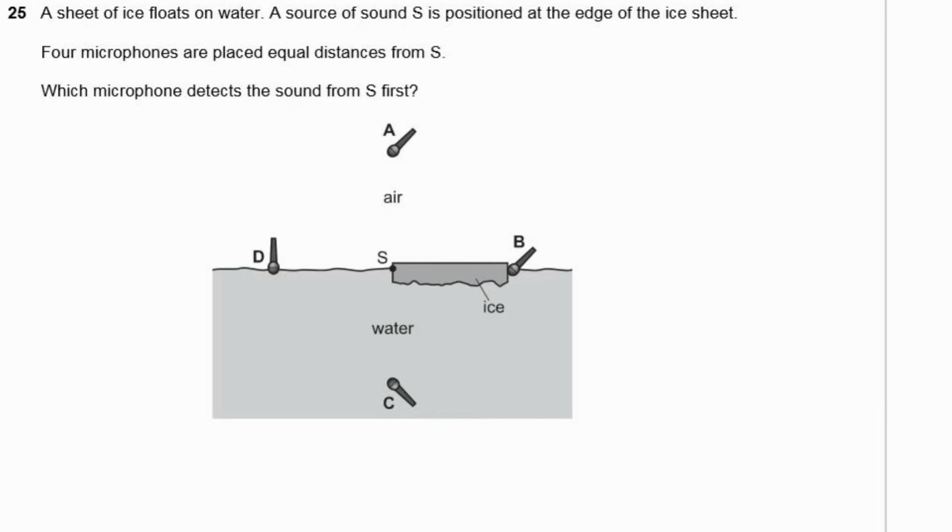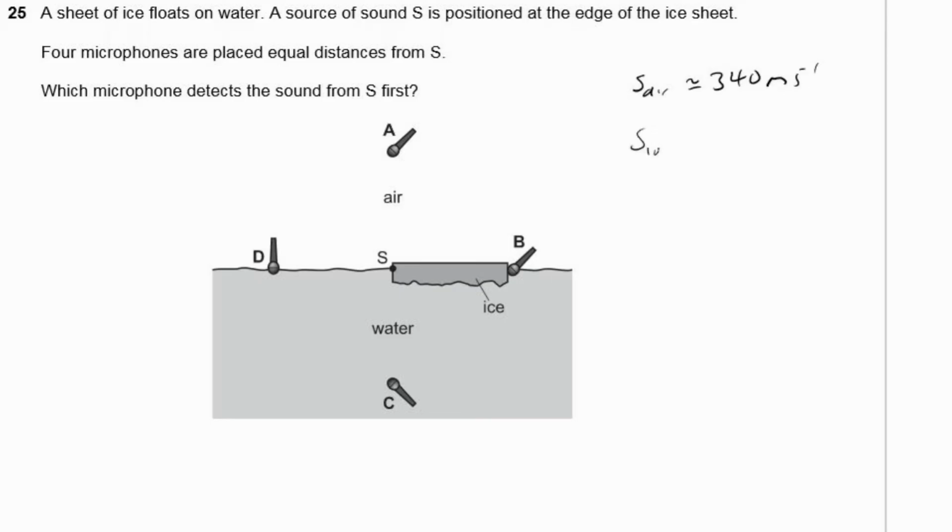Question 25. A sheet of ice floats on water. A source of sound, S, is positioned at the edge of the ice sheet. 4 microphones are placed equal distances from S. Which microphone detects the sound from S first? Alright, well, let's look at the speed of sound. Speed of sound in air, well, that's about 340 meters per second.